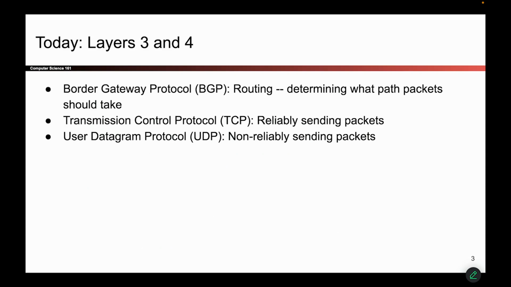So today we move up from layer 2 to layers 3 and 4. We'll see one protocol at layer 3 that has to do with routing packets through the network, and then we'll see two choices of protocols at layer 4, depending on what properties you want at layer 4. So this is the plan.